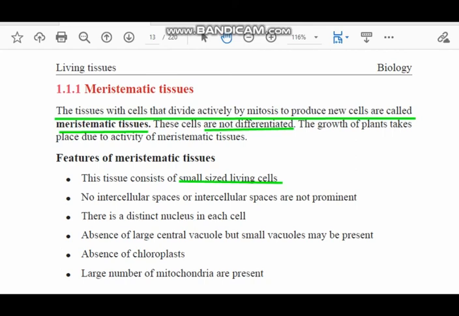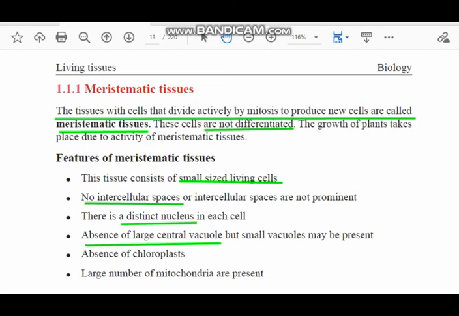They are of small sized living cells, so they do not contain intercellular spaces. All the cells are tightly packed, no intercellular spaces. There's a distinct nucleus in each cell. This means, like, in the center. Then absence of a large central vacuole, no vacuole.